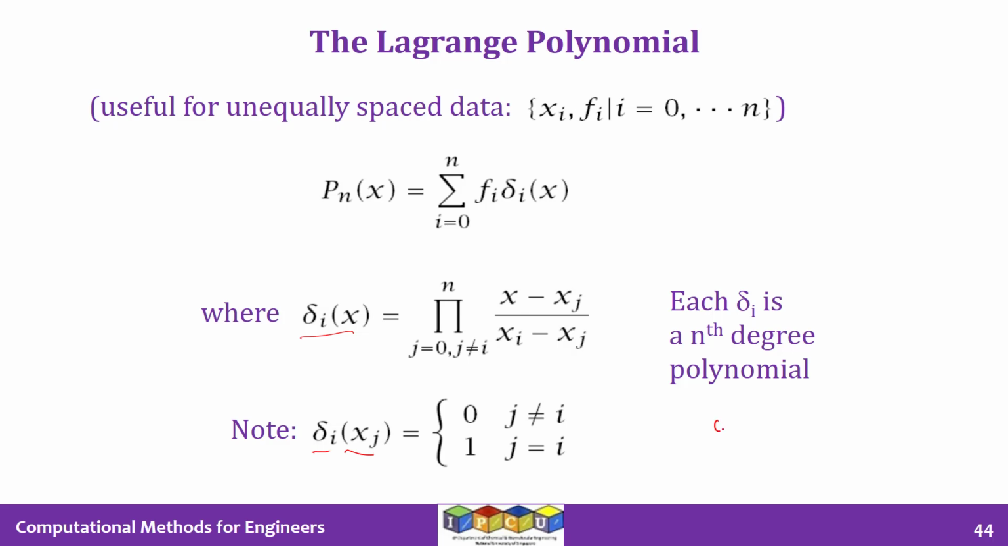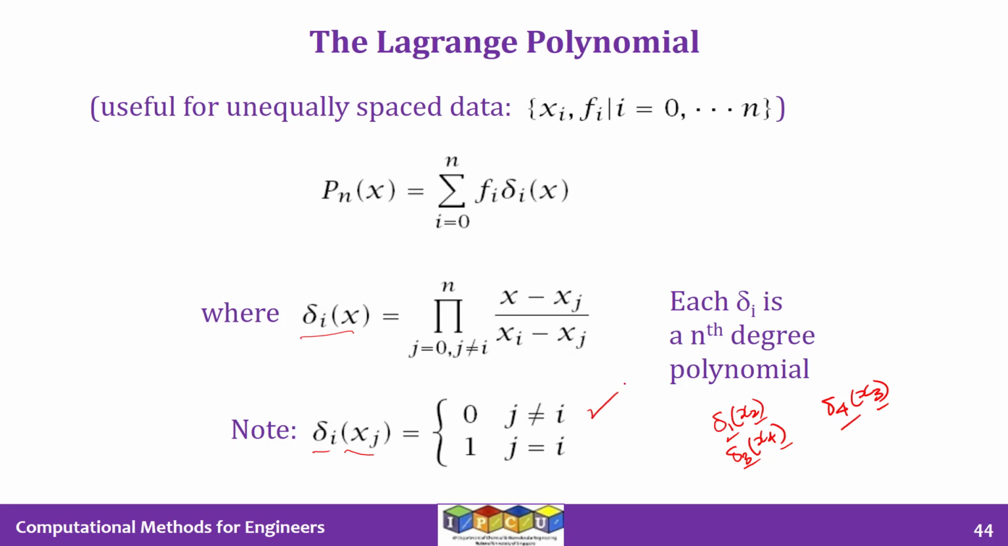So if you are looking at delta 1 at x2, or delta 3 at x4, or delta 4 at x3, all of these are going to be equal to 0 because i and j are different. So this is going to be the case.